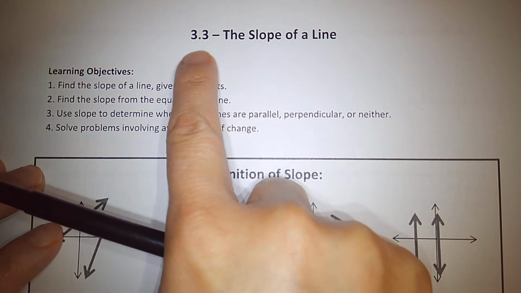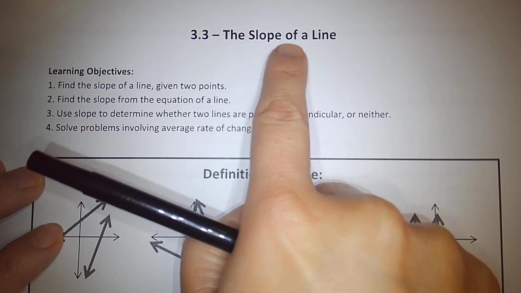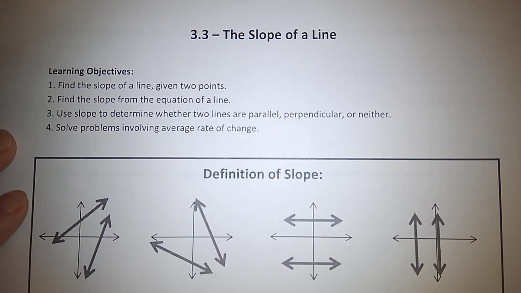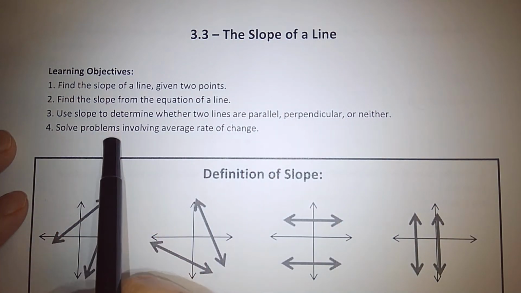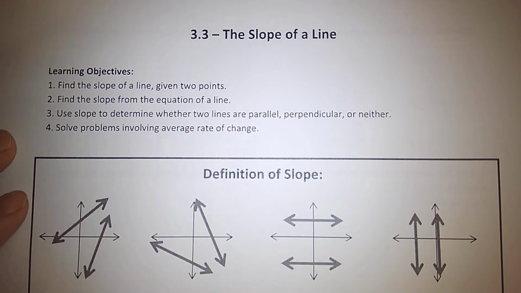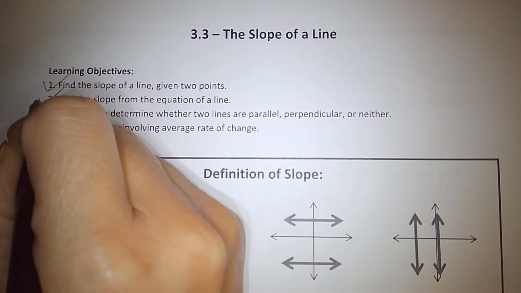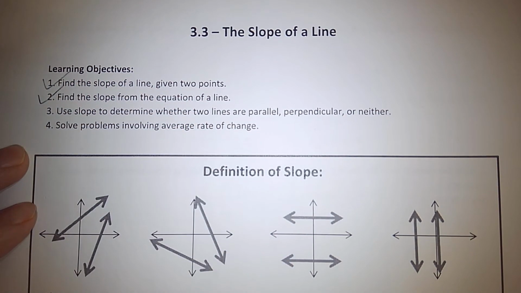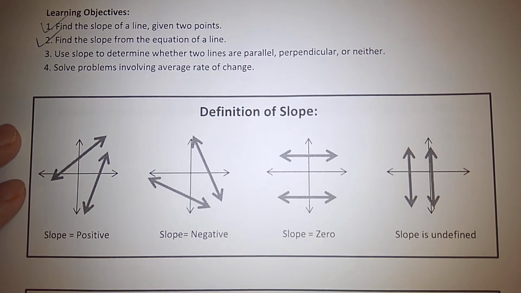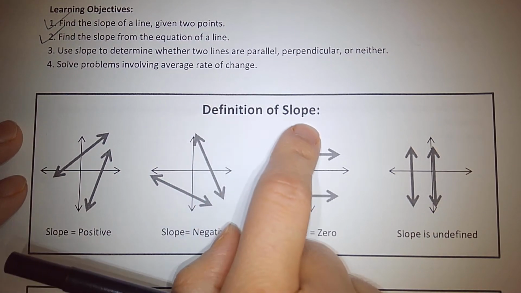Alright, so section 3.3 is about the slope of a line. We're going to do these objectives. We'll focus on the first two objectives and do problems. So, the definition of slope.